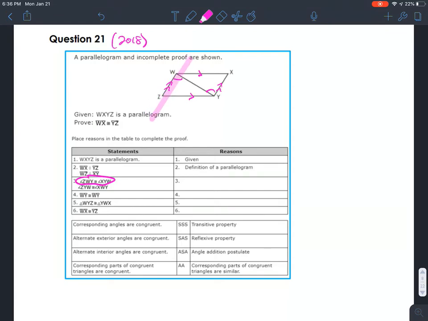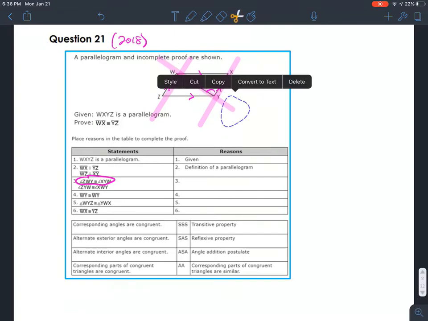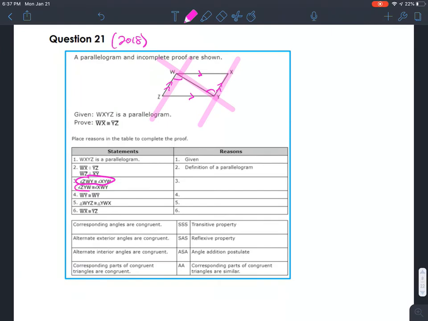Parallel line, transversal. I am just highlighting the lines that make up those angles. That's the alternate interior angle theorem. Let's see if that's consistent with this next statement that's in the same line. ZYW, that's this one here, is congruent to XWY.